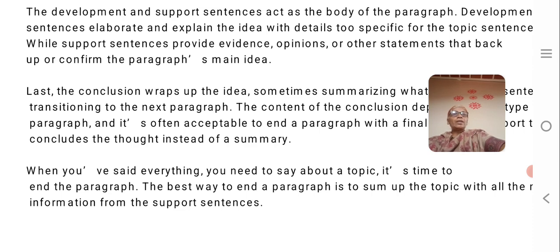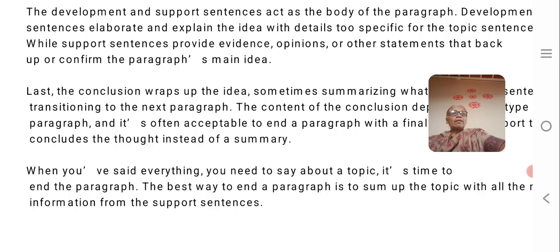The content of the conclusion depends on the type of paragraph, and at the end of a paragraph there will be a final piece of support that concludes the thought instead of a summary. In a paragraph, the concluding sentences will not just summarize what is there in the paragraph, but it supports the thought explained in the next paragraph.